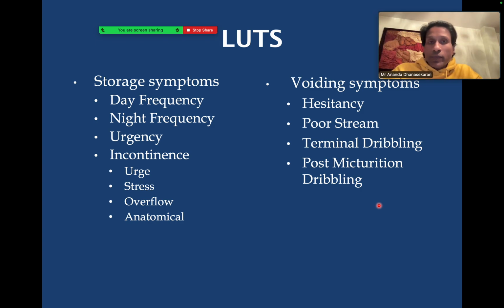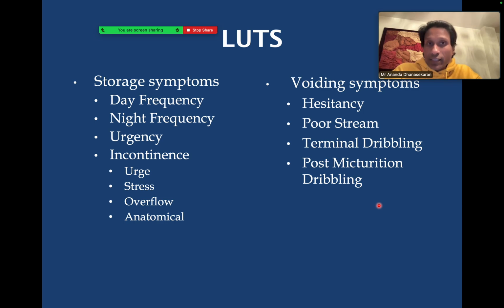Anatomical incontinence means there is some problem anatomically, like for example vesico-vaginal fistula, which means there is a fistula between the bladder and the vagina, which results in incontinence. So these are all the storage symptoms. Voiding symptoms are predominantly due to the prostate. So it can start with hesitancy, which means the patient is not able to start passing urine. He needs to really struggle.